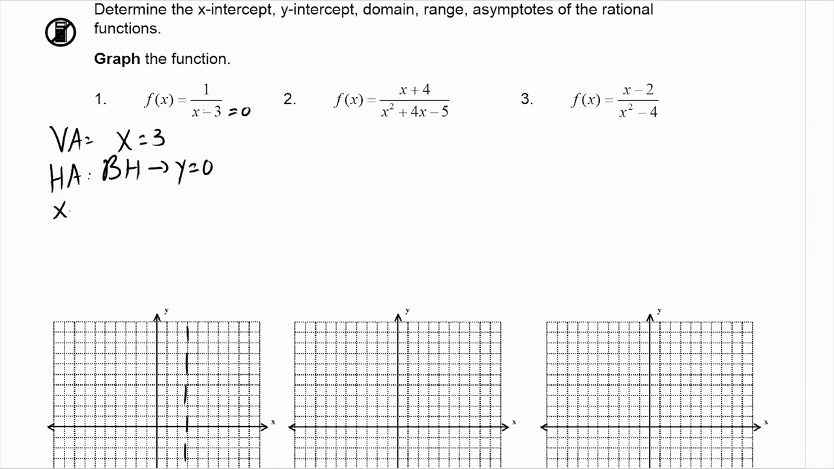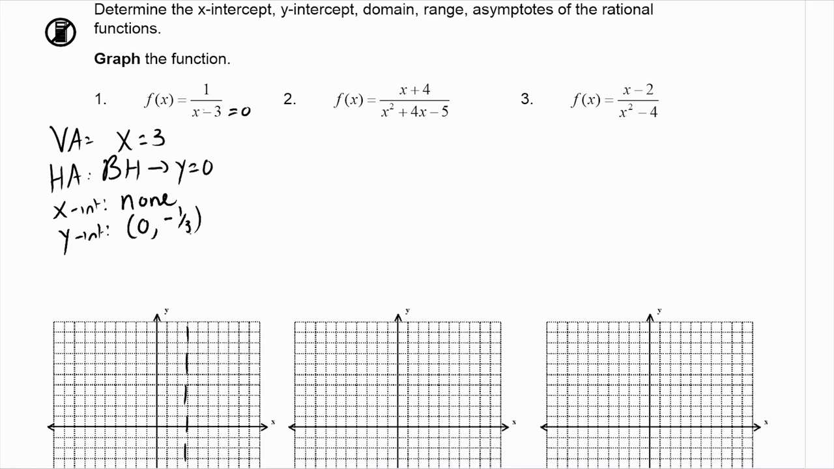Then I like to find out my x-intercepts. For the x-intercepts, you need to set the top equal to 0, but since 1 is not equal to 0, there's actually not going to be any x-intercept. The y-intercept, on the other hand, you set the x value equal to 0. So when x is equal to 0, you place in that value, and I get negative 1/3.